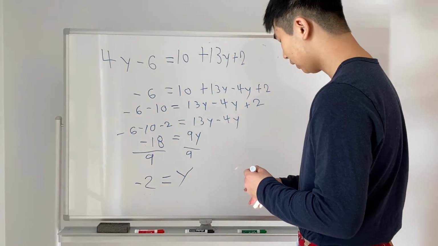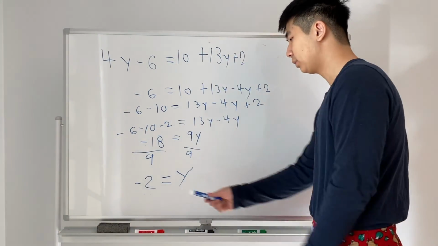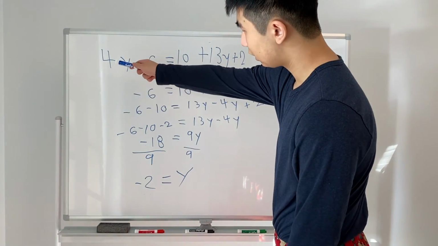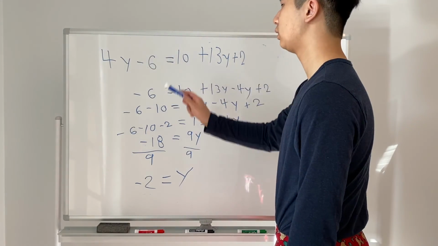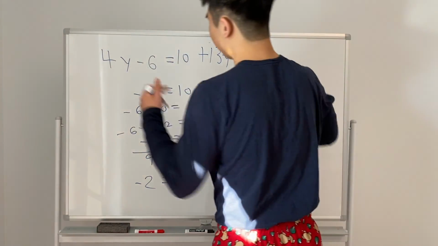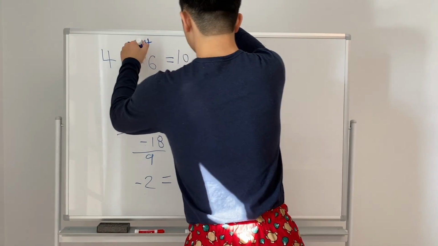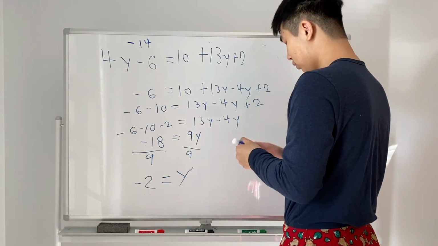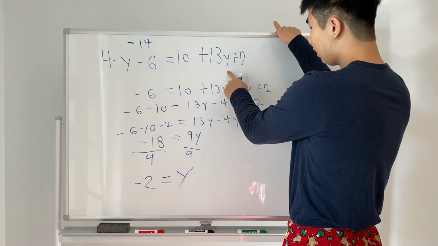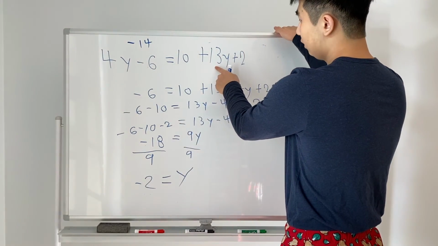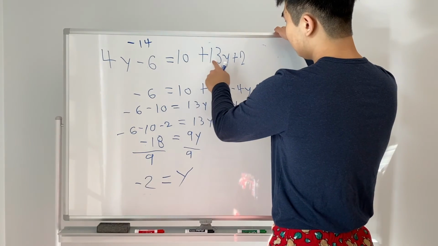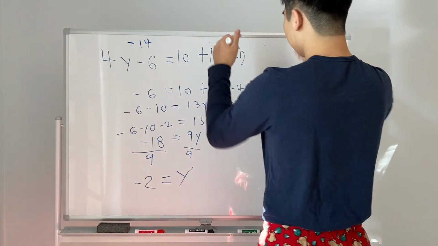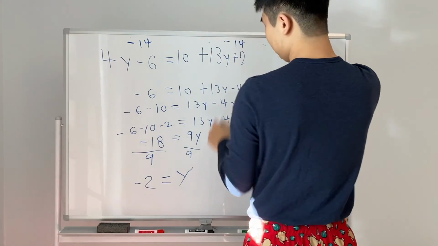And again, we can check our answer by substituting -2 into these two equations. So -2, 4 times -2 is -8, minus 6, this is -14. So this side should equal -14. So 13 times the y, which is the -2, this is -26. So 10 plus -26 is -16. -16 plus 2, -14. So we know y is -2.